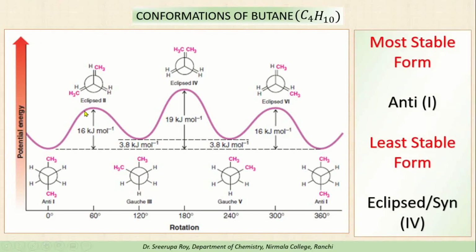Thus, summarizing, we can say that the most stable form is the anti conformation because it has the lowest energy, while the completely eclipsed form, that is fourth, which is also known as the syn form, has the highest energy and hence it is the least stable of all conformations.